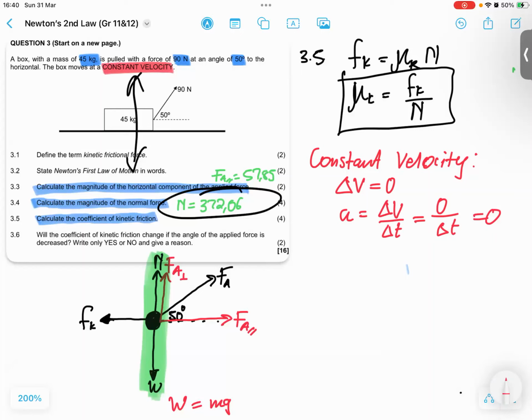And then if acceleration is equal to 0, according to Newton's second law, we know that Newton's second law is mass multiplied by acceleration, meaning that if there is no acceleration, because it will be mass multiplied by 0, therefore the net force will now also be 0.